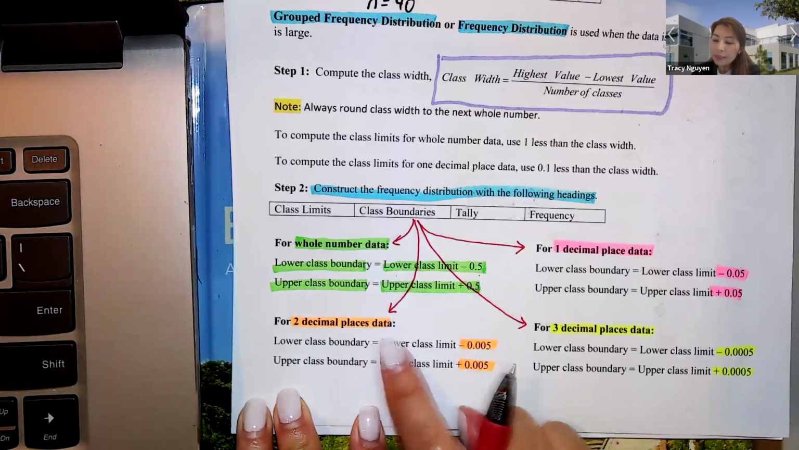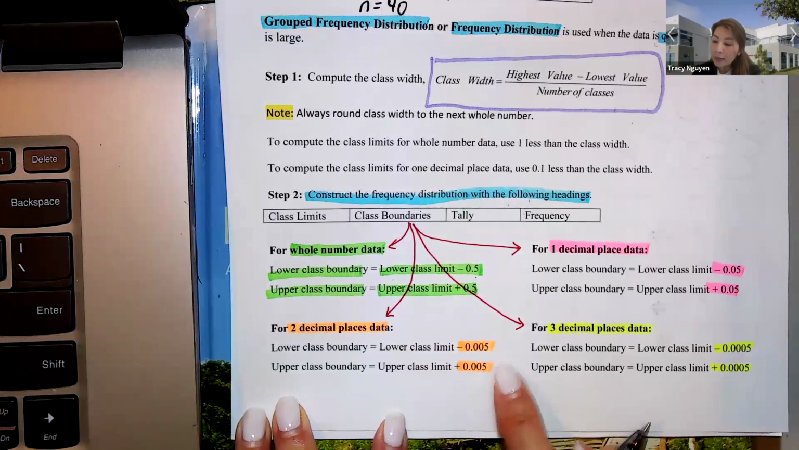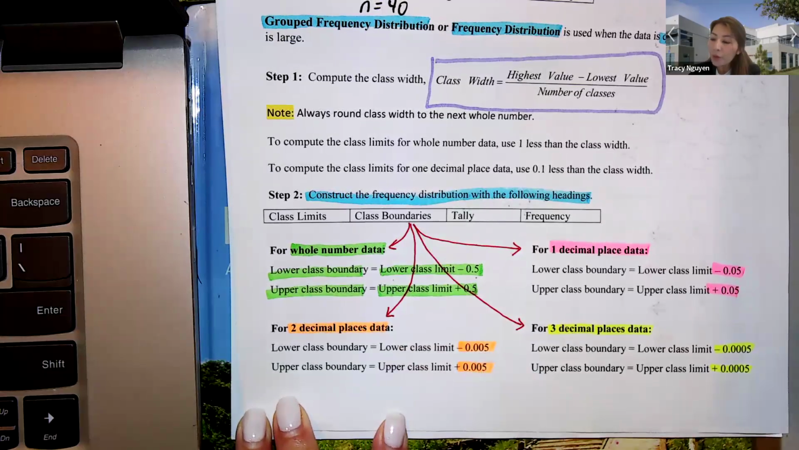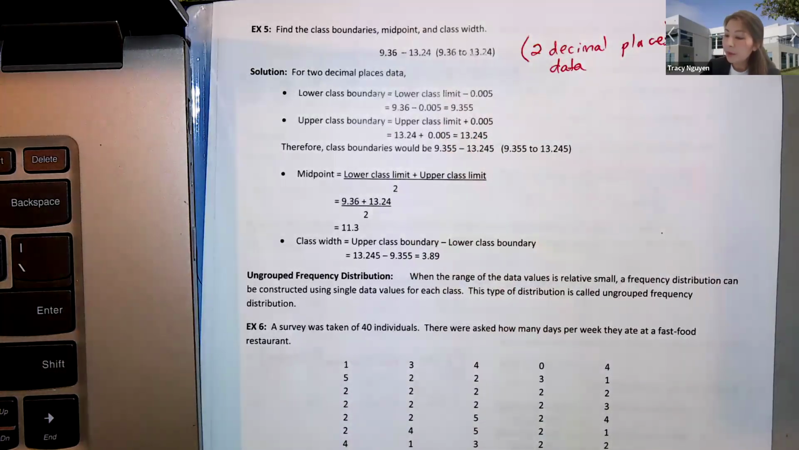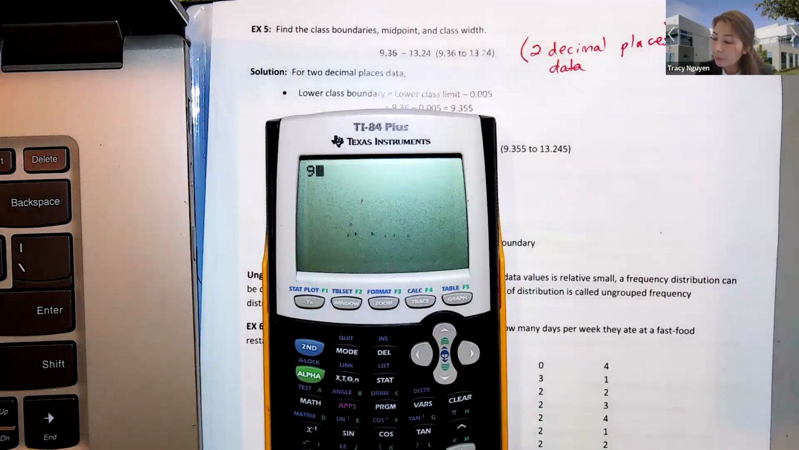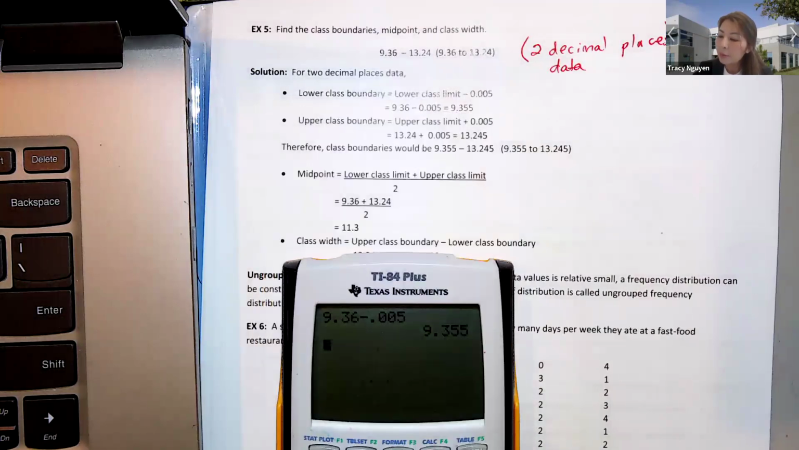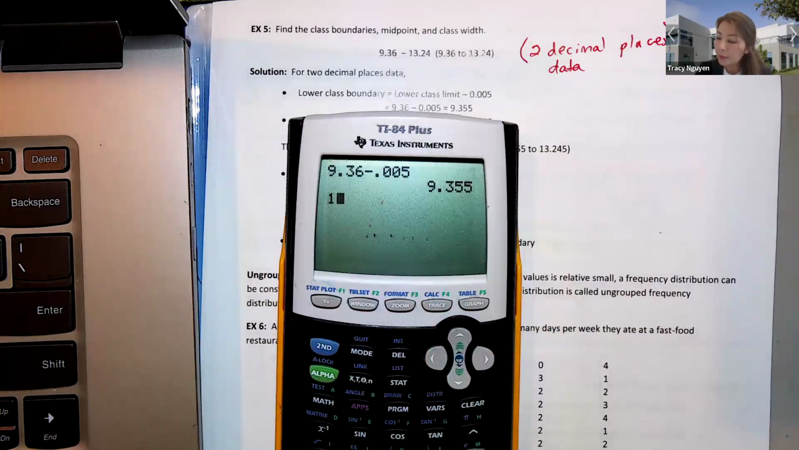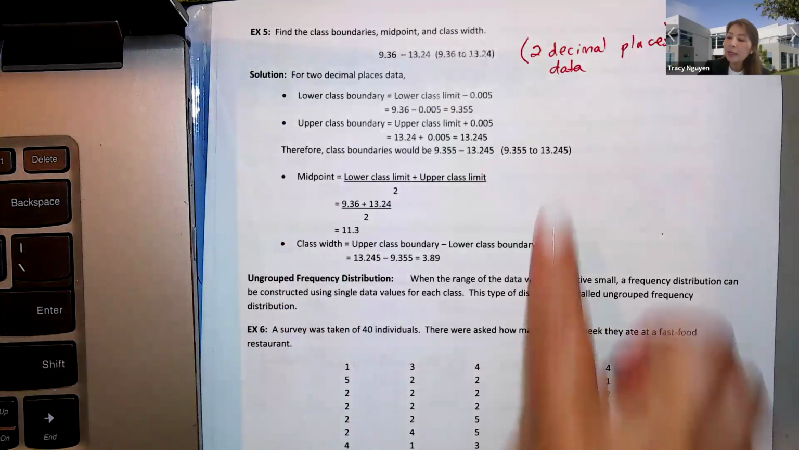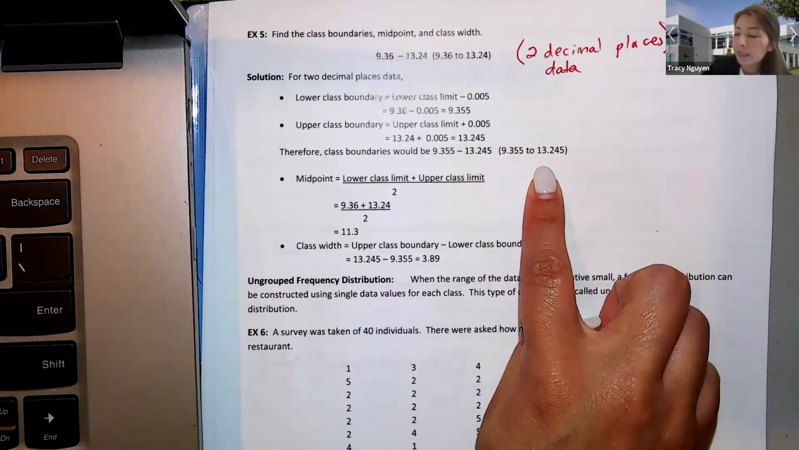For 2 decimal places data, I highlighted in orange that we're going to plus and minus 0.005, okay? So we have our lower class limit of 9.36, we minus 0.005, we get 9.355. Our upper class limit of 13.24, we're going to add 0.005, we get 13.245. That's how we come up with our class boundaries, okay?